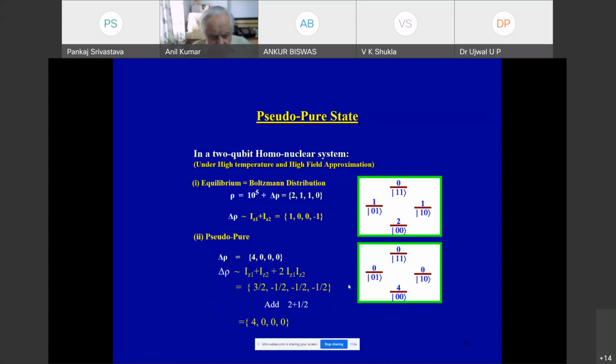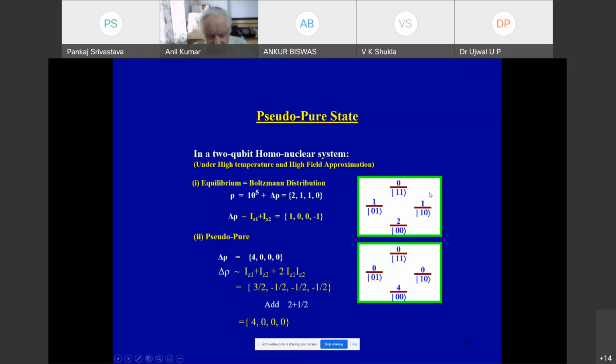What's a pseudo pure state now? In a 2-qubit system, homonuclear, under high temperature and high field approximation, the rho is given by 10 to the power 5 plus delta rho. So it has a Boltzmann distribution of population, which is 2, 1, 1, 0. But remember, it's not just 2; it is riding on a million. 10 to the power 5 is common: 10 to the power 5 plus 2, 10 to the 5 plus 1, 10 to the 5 plus 1, and 10 to the power 5. So we just take the 10 to the power 5 outside, and we look at the residual populations, and they form the Boltzmann distribution.